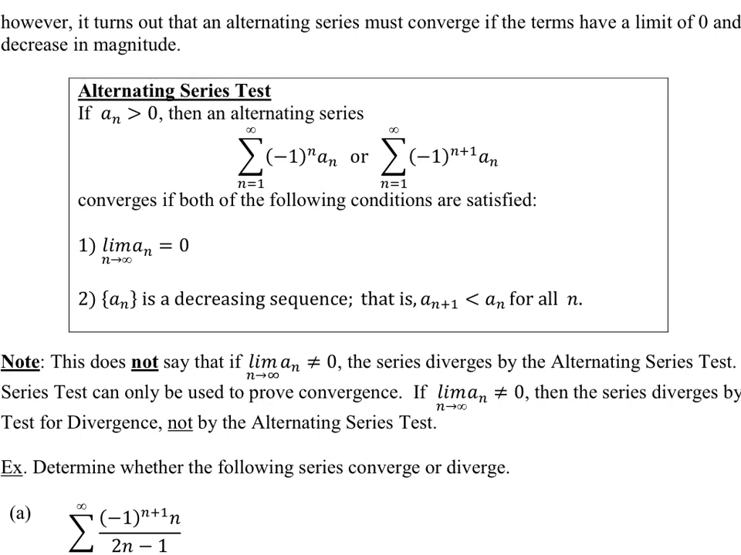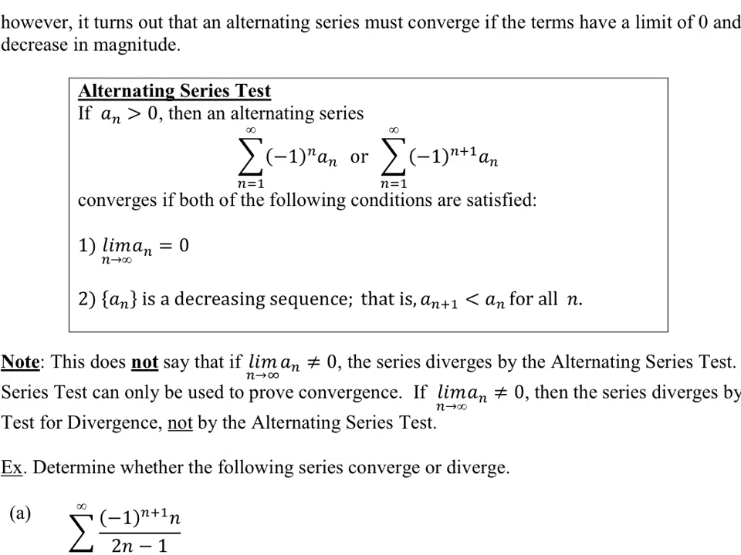But these conditions need to be in place in order for the alternating series to converge. Two very easy things to verify. One is that the limit of a sub n has to be equal to 0, and also it has to be a decreasing sequence. Now, this notation is all wonderful, but decreasing just means if I list out the terms of the sequence, the fractions or values are getting smaller and smaller.